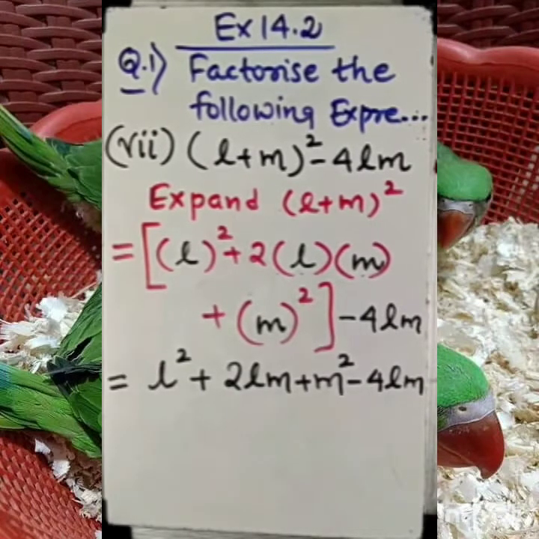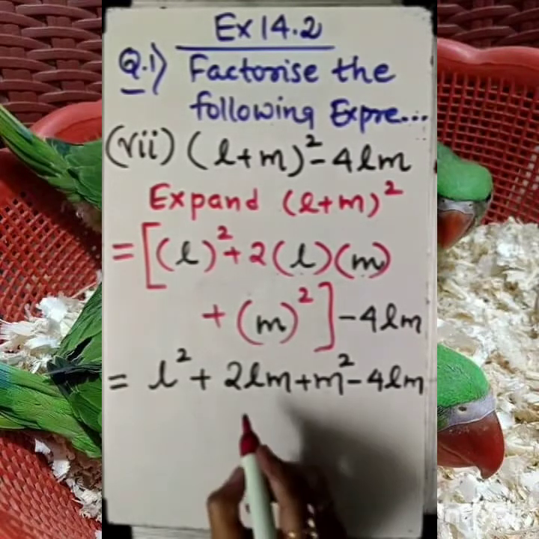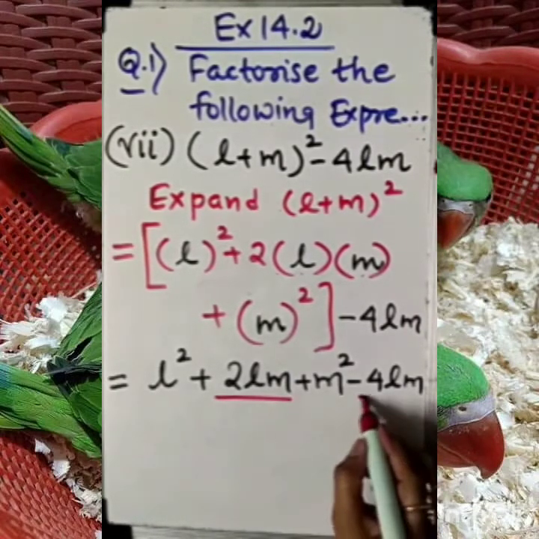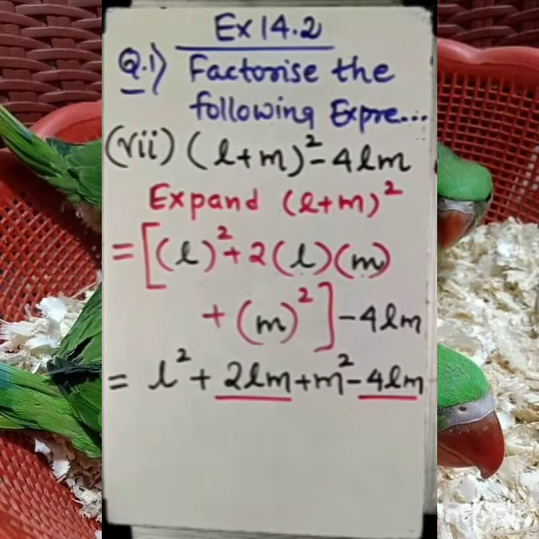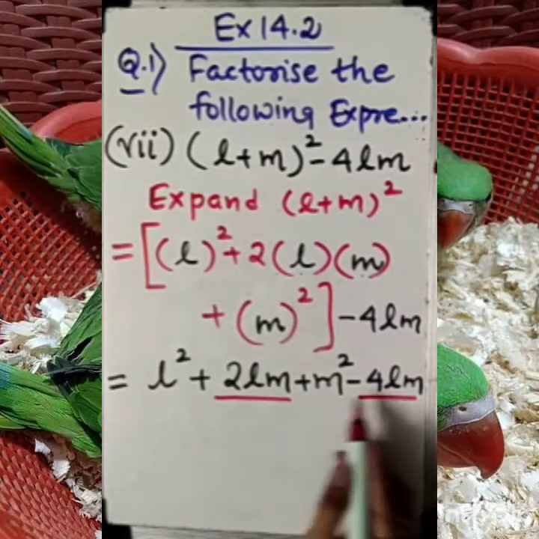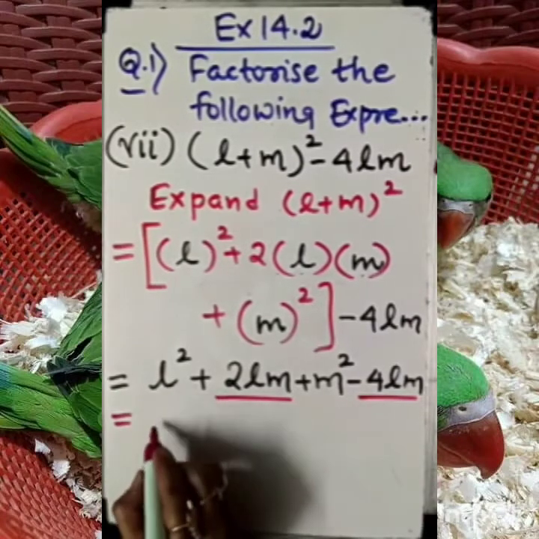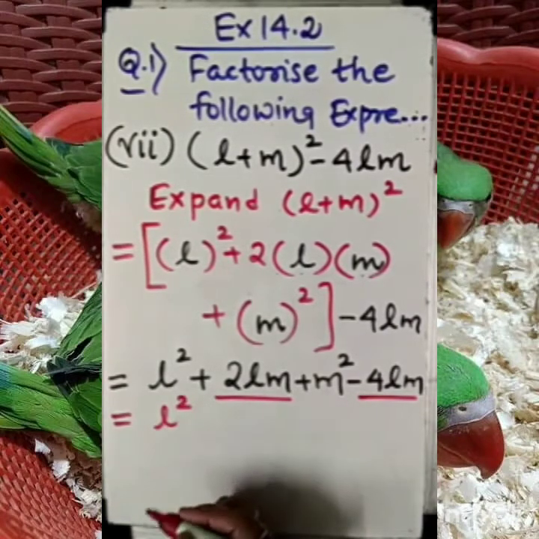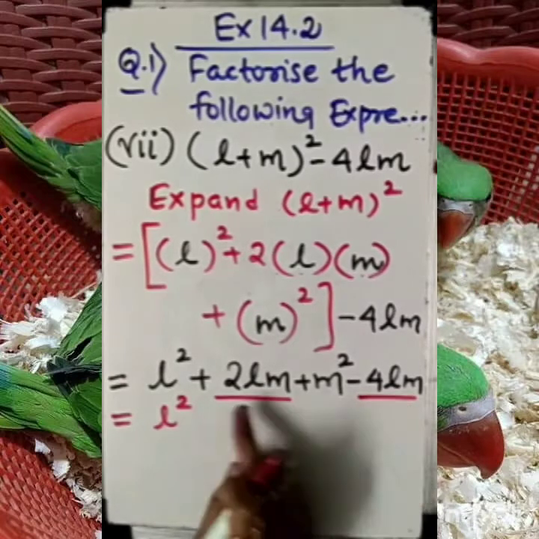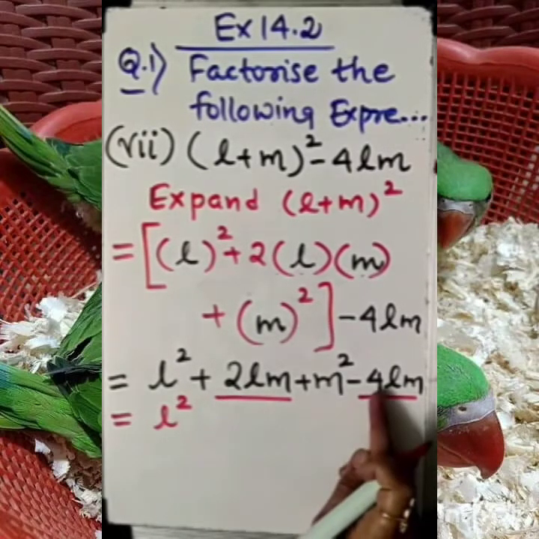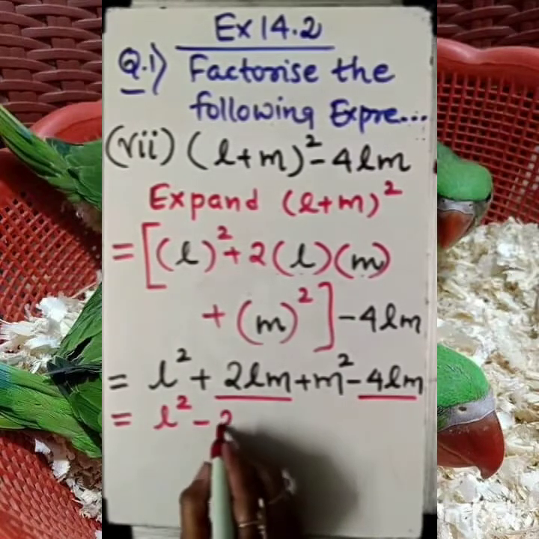Now in all these four terms, two terms are like terms. Which are they? 2lm and minus 4lm. So dear student, 2lm and minus 4lm are like terms. So the next step will be l square, let's simplify this, plus 2 minus 4. So it will be minus 2lm.